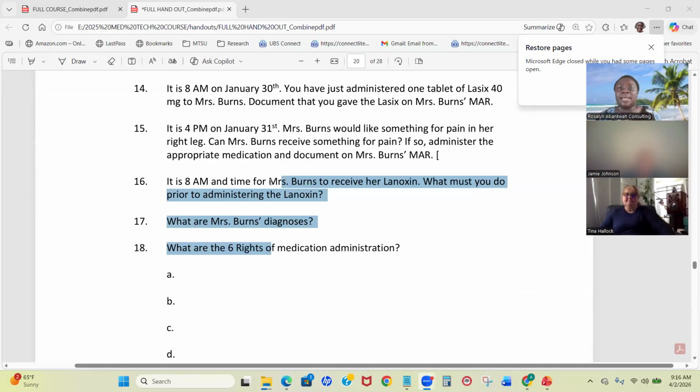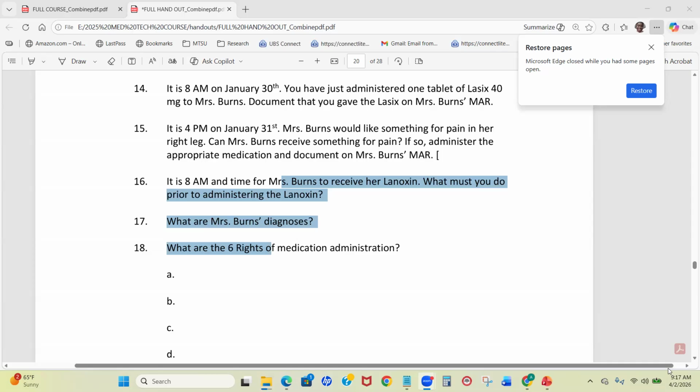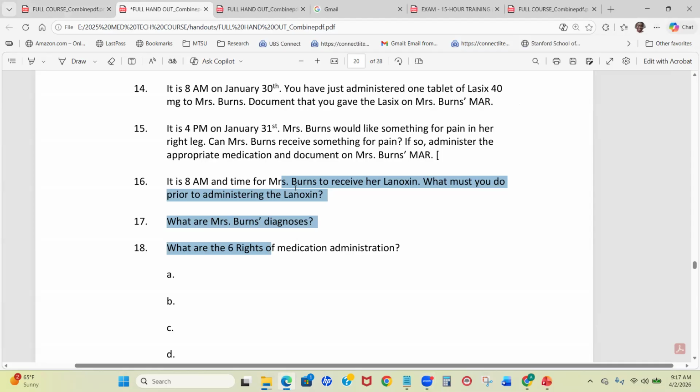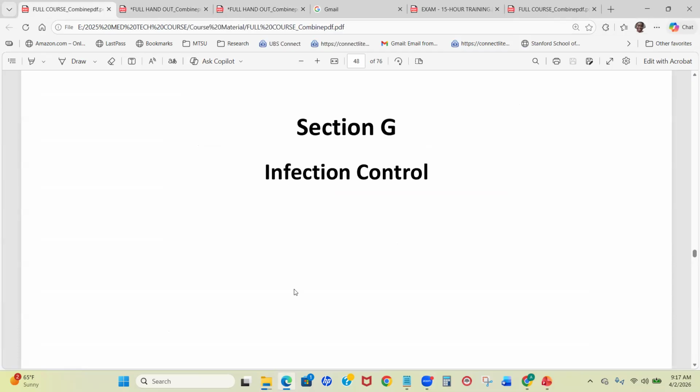All right. So like we did yesterday, I'm going to go through all the other topics that are left. If you have a question, just write it down. When I take a pause, you can bring up your question. We'll discuss it and get everybody to understand, and then we'll move forward. So yesterday we got to infection control, which is section G.